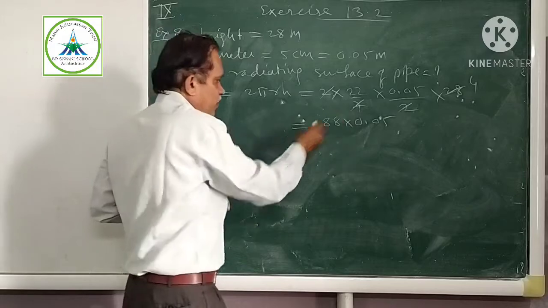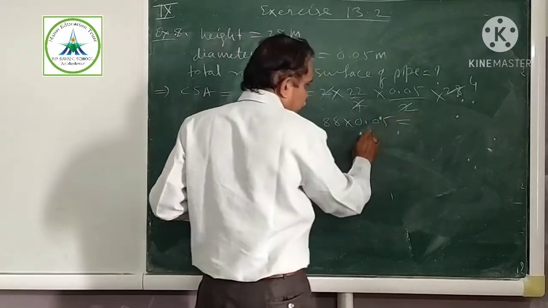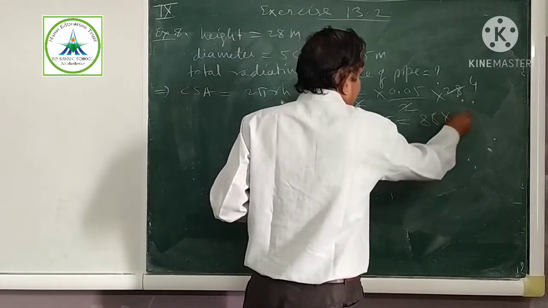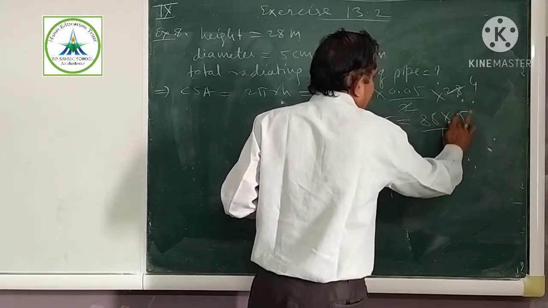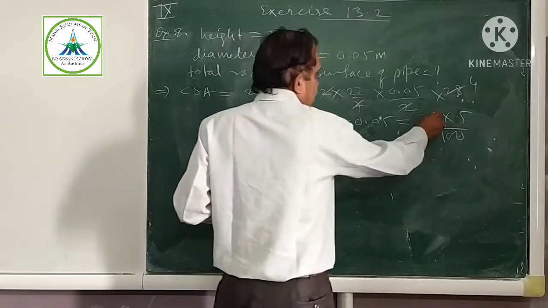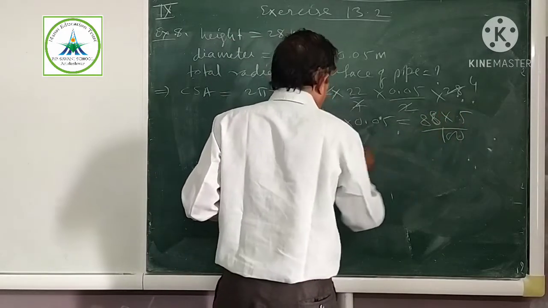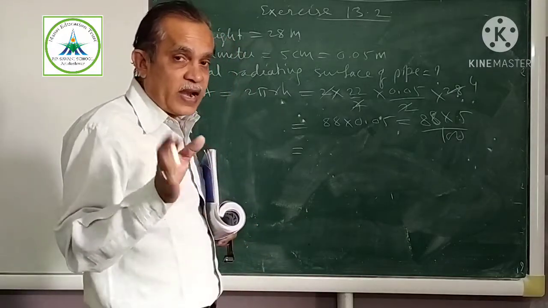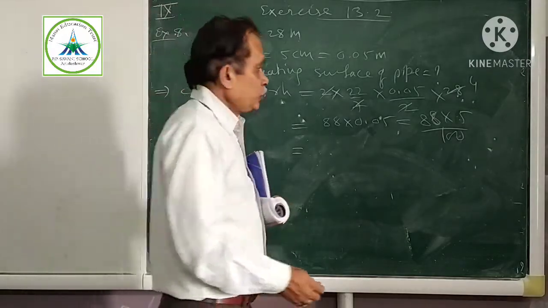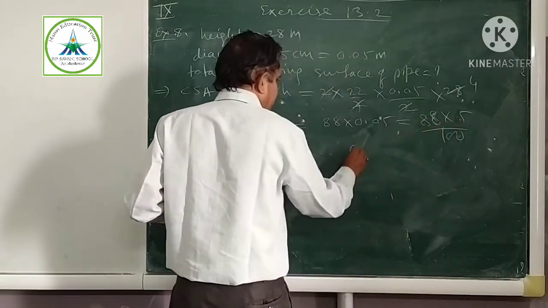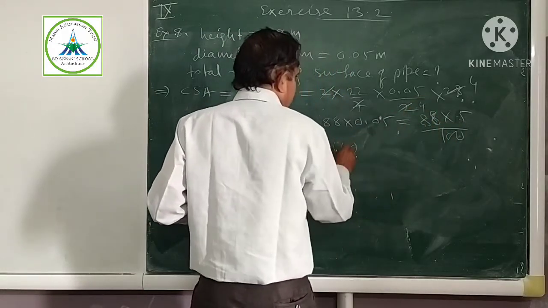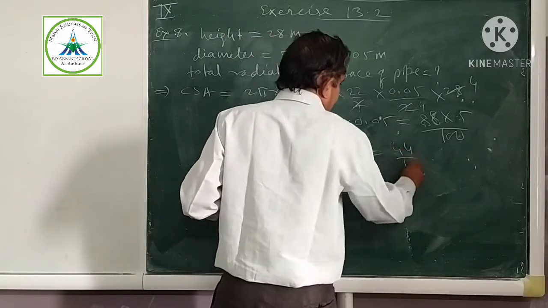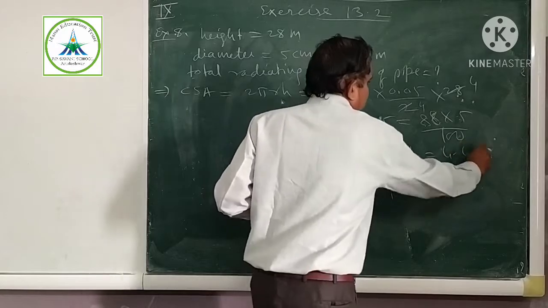Yes? Now divide by 100. Remove this decimal point. Remove decimal point. 88 multiplied by 5 upon 100. Okay. Now see, if you can multiply, when divided by 100, divided by 10, don't cancel. We can write decimal very easily. So multiply these only. Upon 100, we got 44 upon 10. That is 4.4 meter square.